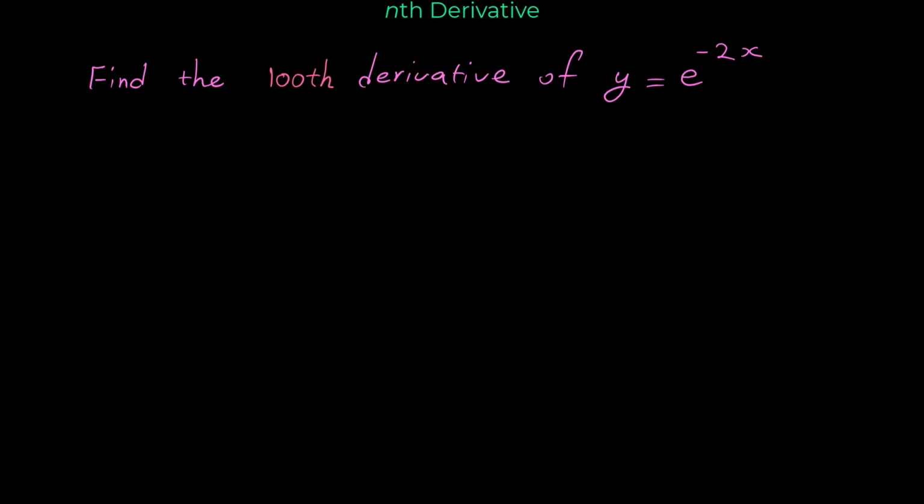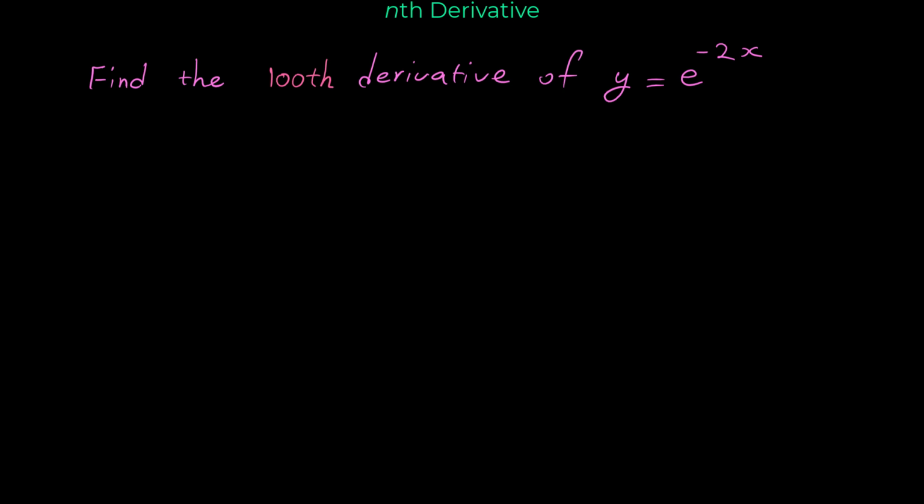Hello and welcome. In this video I'm gonna show you how we can use the chain rule to find the nth derivative of some functions. Find the 100th derivative of the function y equals e to the negative 2x.